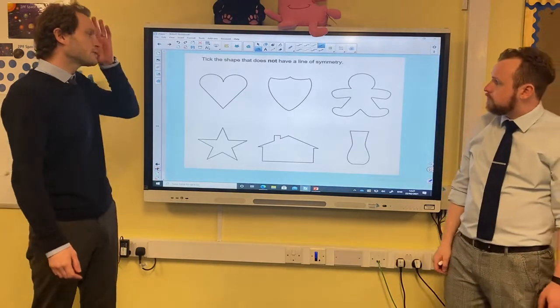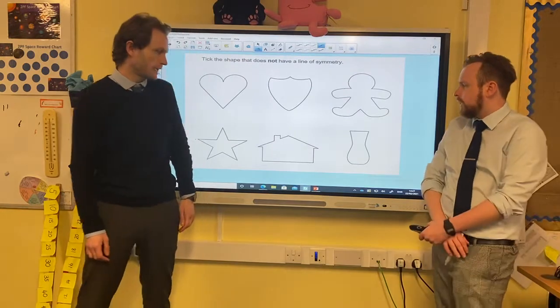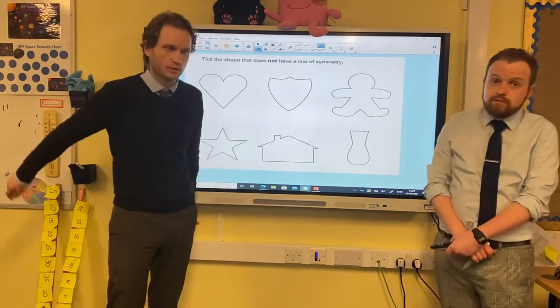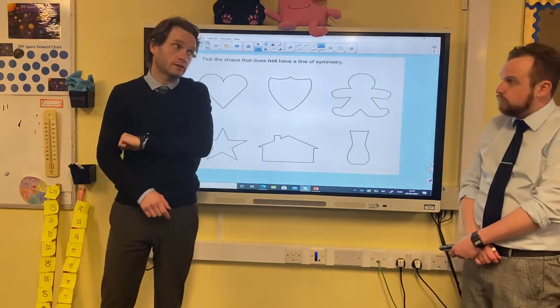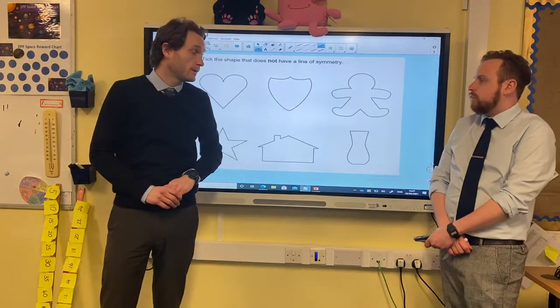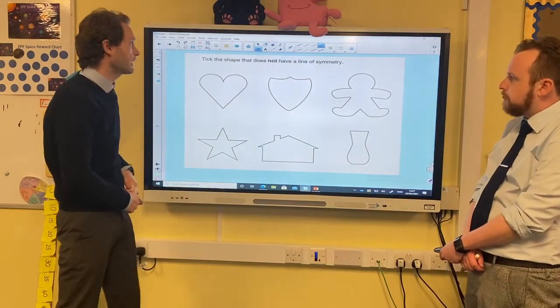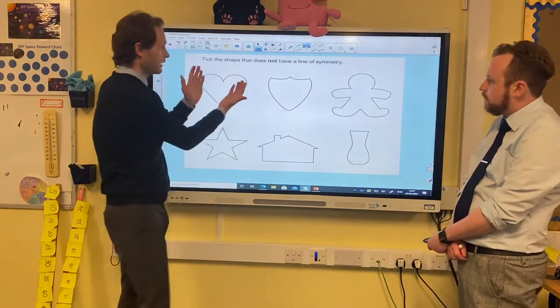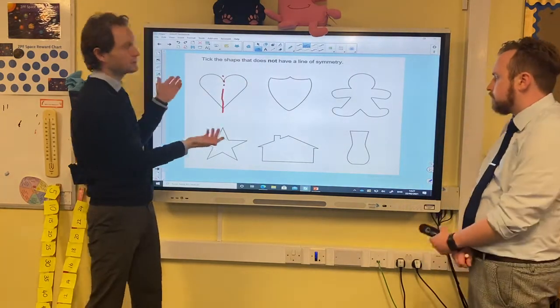Okay, so Mr. Lake, I have a question here from a real year 2 test. One the government wrote. This was one of the questions they put in it. The question is, tick the shape that does not have a line of symmetry. I think we need to work methodically through them then, don't we? Right, let's start off with the heart. Well, straight away, we've done that, haven't we? If you folded it up, that has at least that line of symmetry.